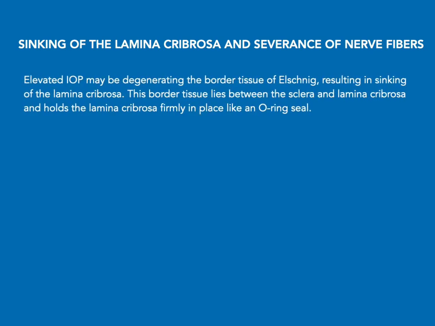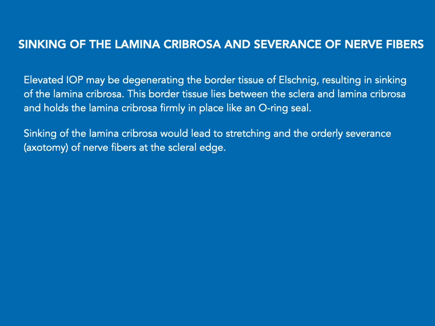Elevated IOP may be degenerating the border tissue of Elschnig, resulting in sinking of the lamina cribrosa. This border tissue lies between the sclera and the lamina cribrosa and holds the lamina cribrosa firmly in place like an O-ring seal. Sinking of the lamina cribrosa will lead to stretching and the orderly severance or exotomy of nerve fibers at the scleral edge.